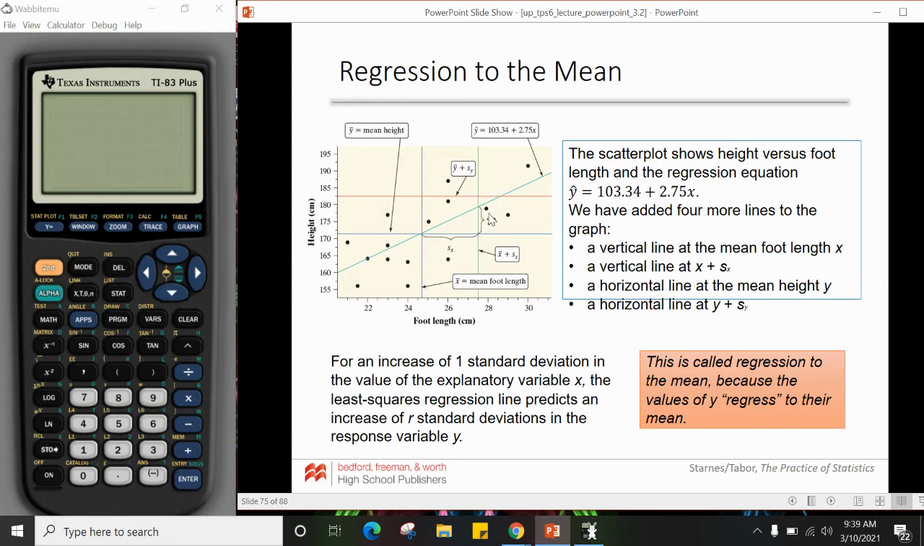As you can see, this value is not the mean of y plus the standard deviation of y. It's starting to come closer to that mean of y. So it's regressing towards that mean of y.